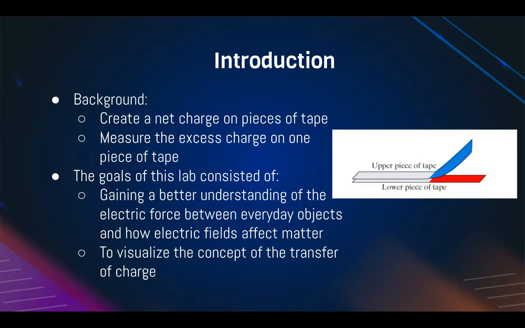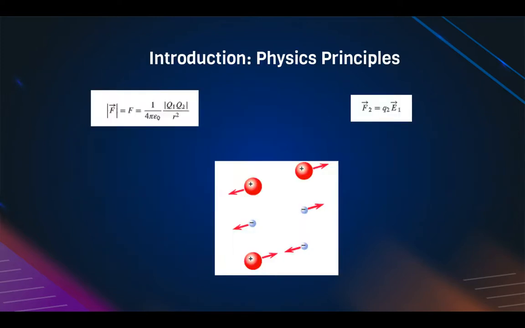A little background on this lab. We were expected to create a net charge on pieces of Scotch tape and measure the excess charge on one piece of tape by observing different interactions. The goal of this lab consisted of gaining a better understanding of the electric force, also known as Coulomb's law, between everyday objects and how electric fields affect matter, as well as visualizing the concept of the transfer of charge.